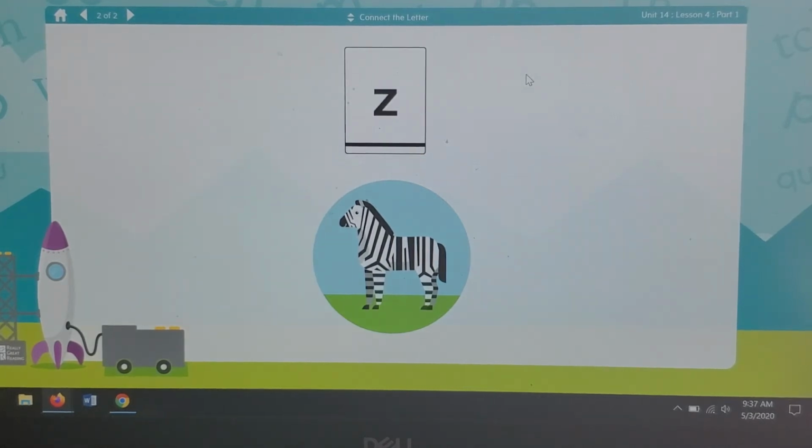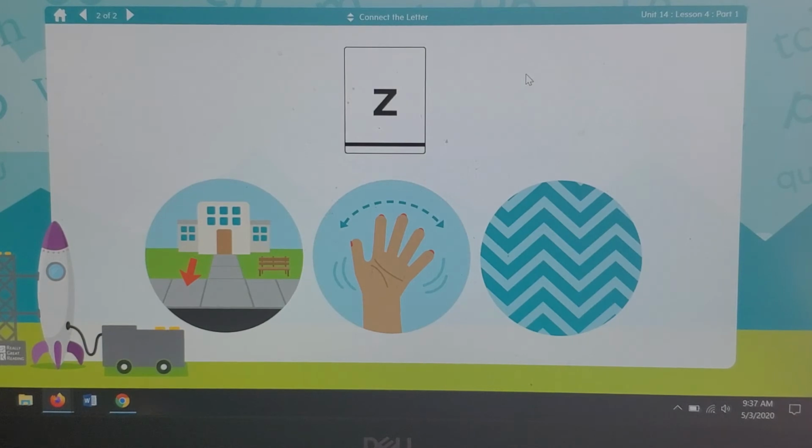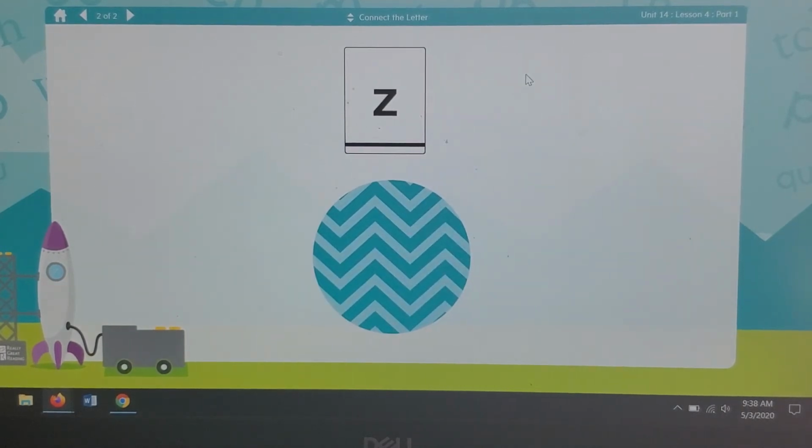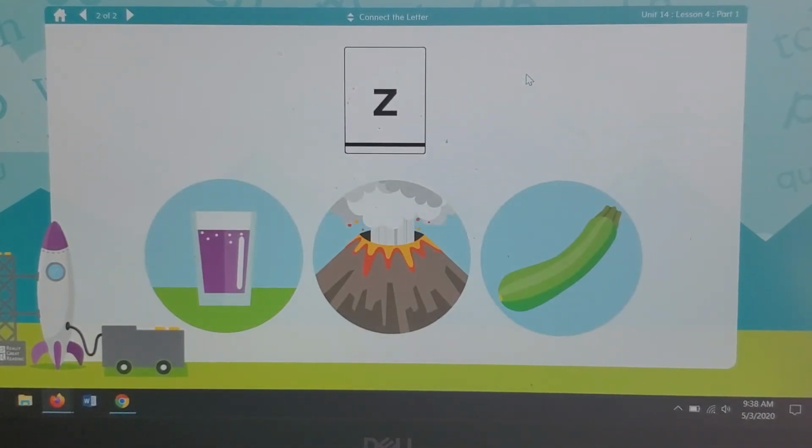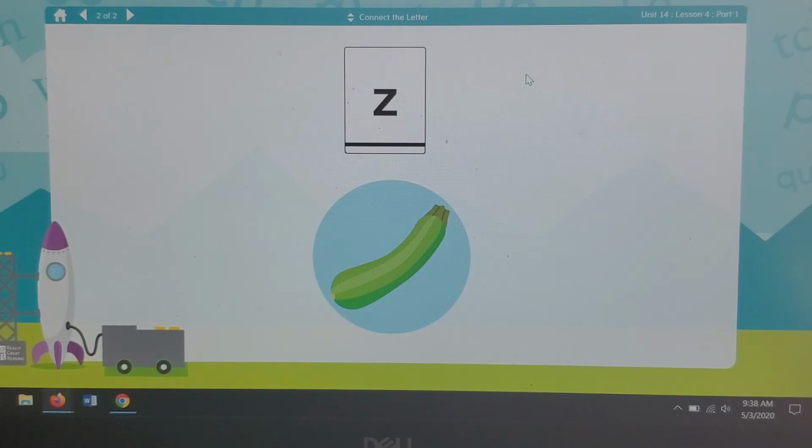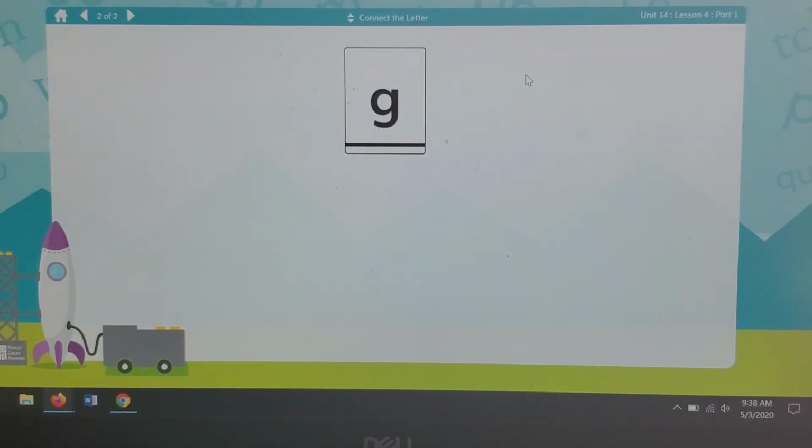Zebra is correct. Next, we have sidewalk, wave, zigzag. Which one begins with Z? Zigzag is correct. Next, we have glass, volcano, zucchini. Which one begins with Z? Zucchini is correct. Next, we have the letter G. What sound does the letter G make?